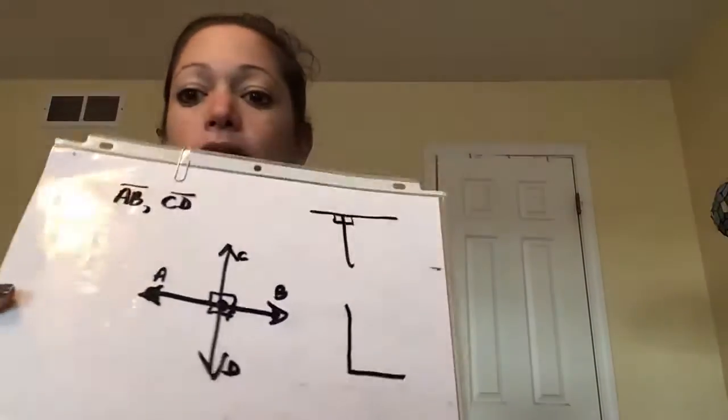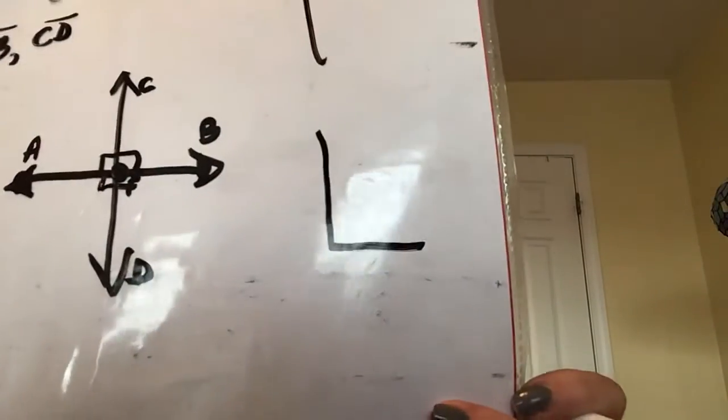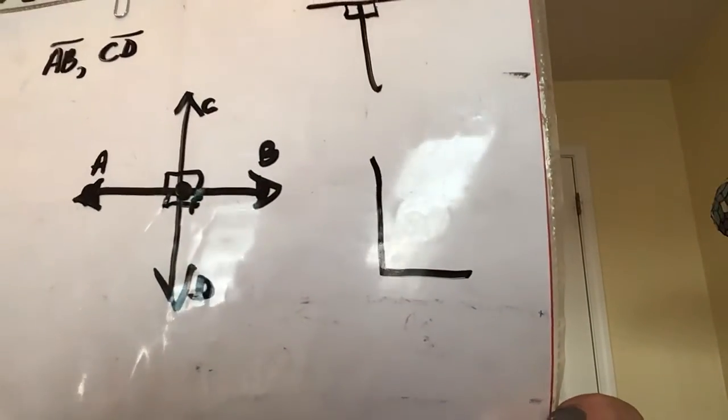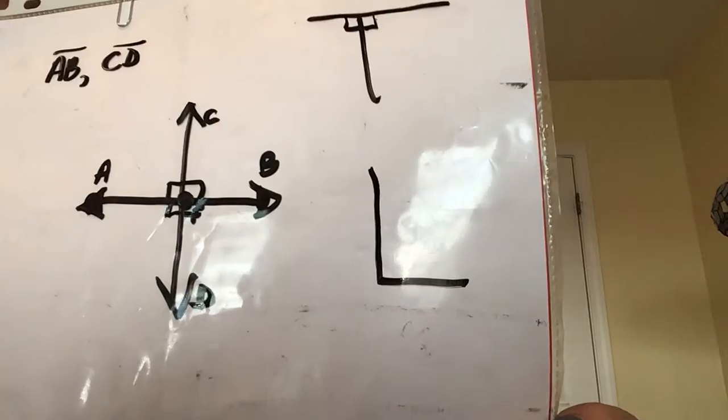Let's take a look at our L. Okay, everybody see L? What do we think? Does that have perpendicular lines? Well, if you're saying yes, absolutely. There's just one right angle, but that's fine. That's all it takes.